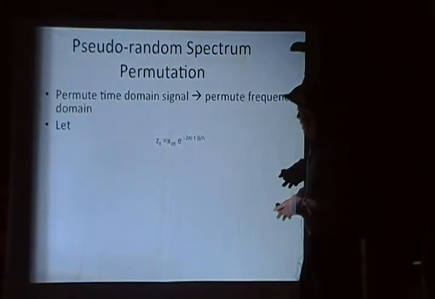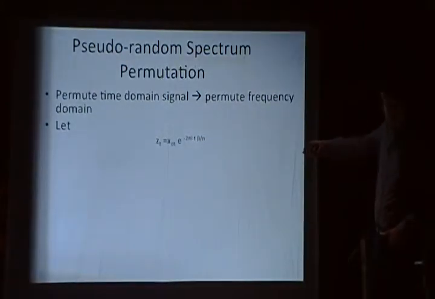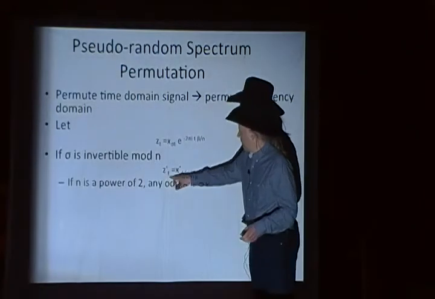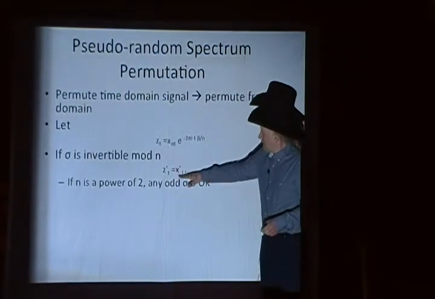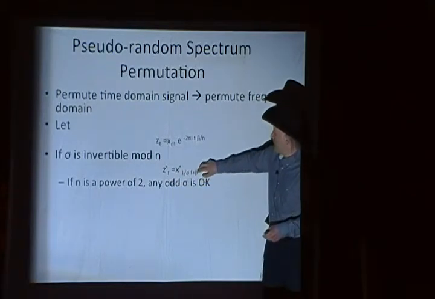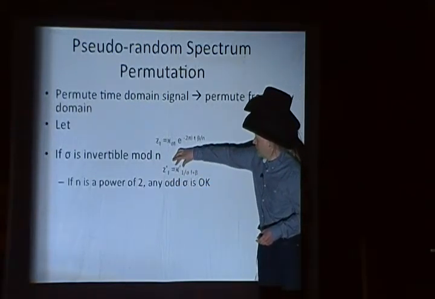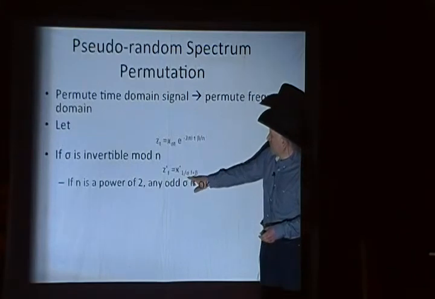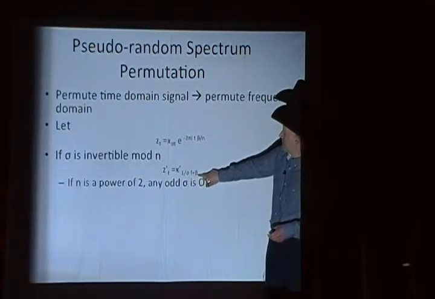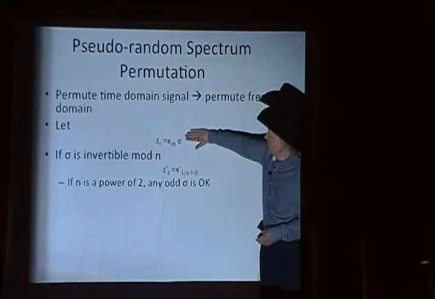So what does this operation do to the spectrum of the signal? If you look at the spectrum of Z, then it's easy to see that the frequency that falls here is the frequency that was in the original signal at the position which is the inverse of sigma times f plus beta. The beta comes from the phase shift.